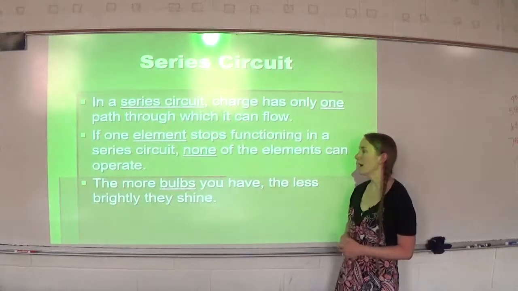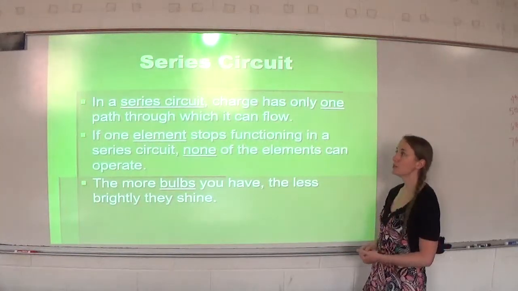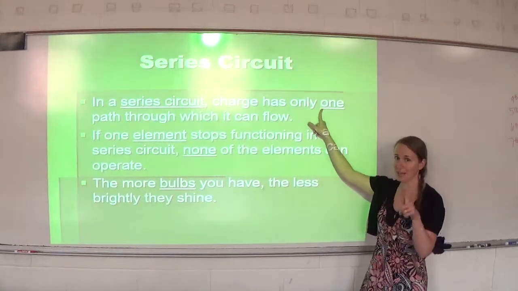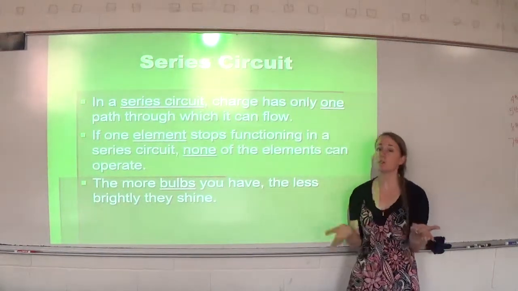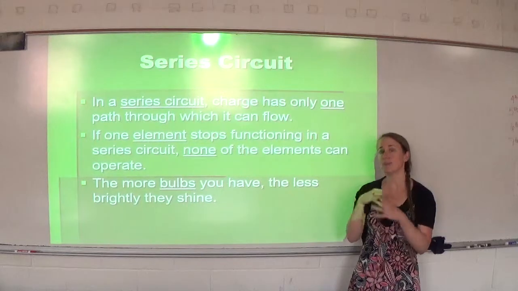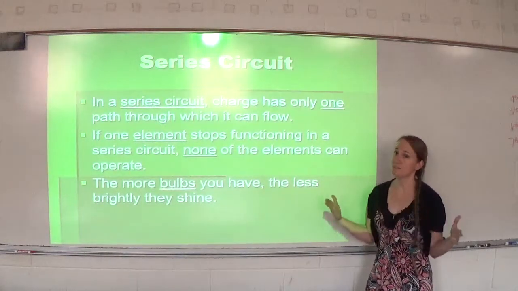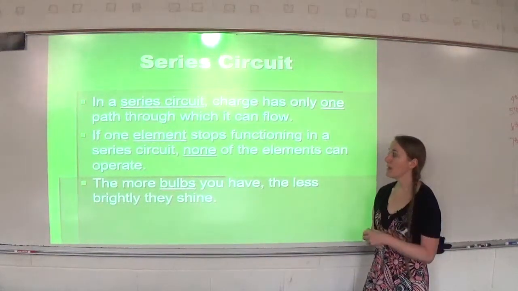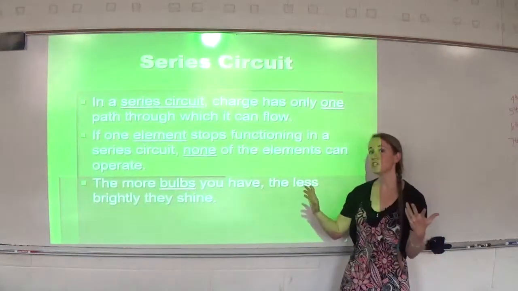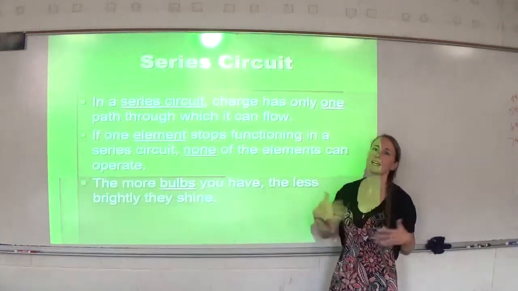The more bulbs you have, the less brightly they shine. In a series circuit, because there's only one path, if something goes out, think about Christmas tree lights, if one light goes out, that path is broken. So none of them can come on at that point. And the more bulbs you have, the less brightly they shine because they're all sharing that same loop of current.